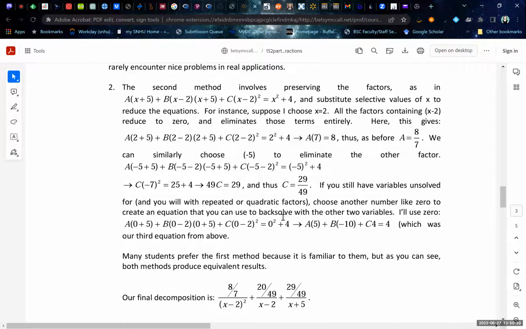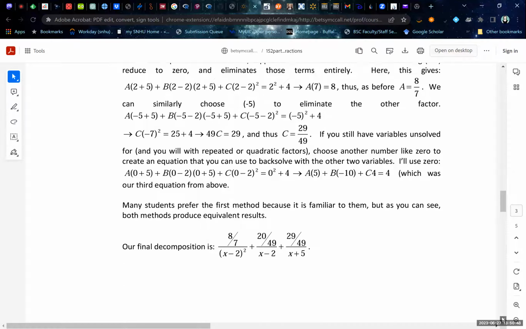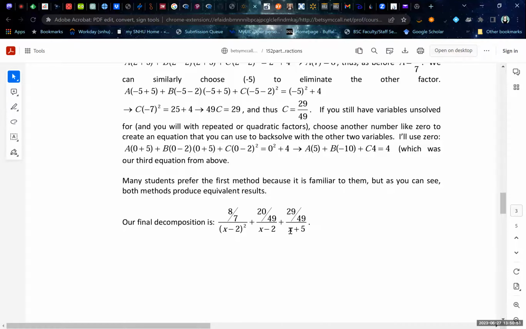And so sometimes I will use a combination of these techniques in order to get the answer in the most efficient way possible. But there are these different strategies for solving for these coefficients, but regardless of which of these two strategies that you use, you end up with the same result. And this is our final decomposition.